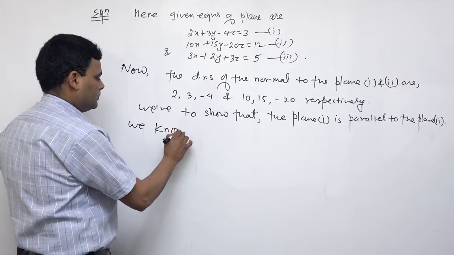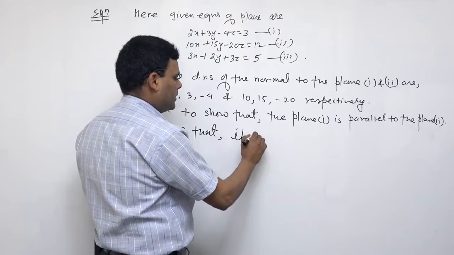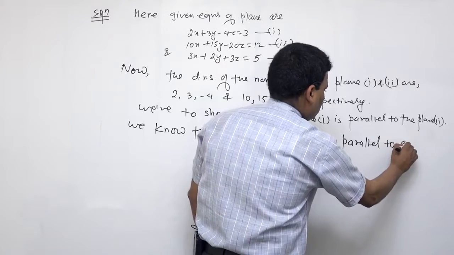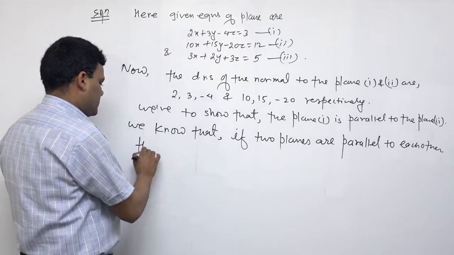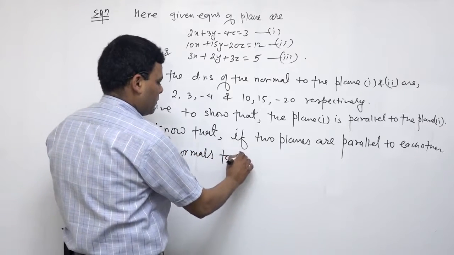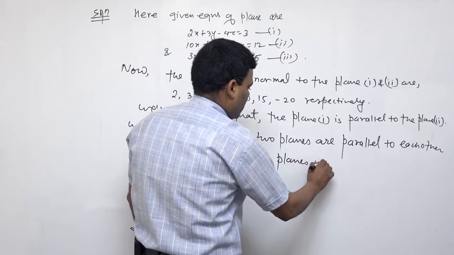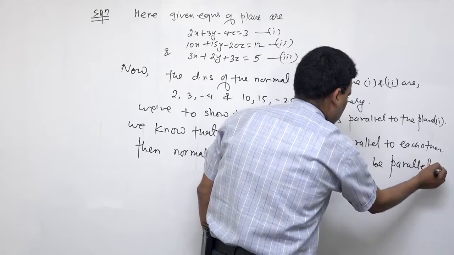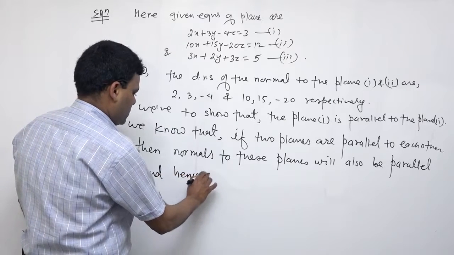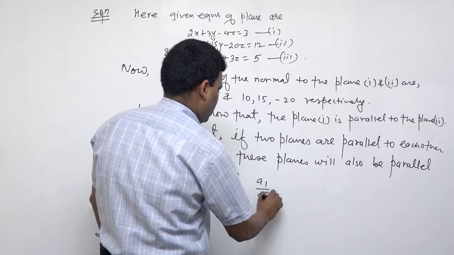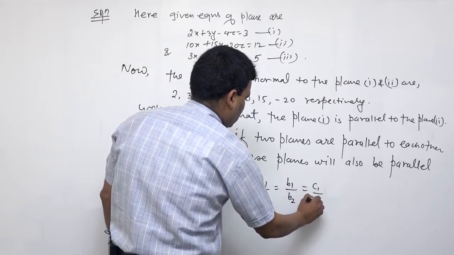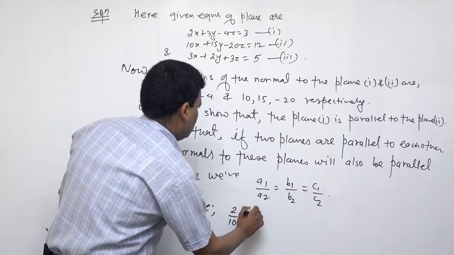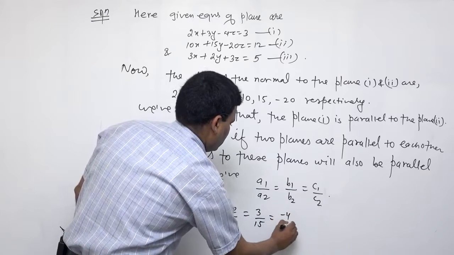We know that if two planes are parallel to each other, then normals to these planes will also be parallel, and hence we have A1 by A2 equals B1 by B2 equals C1 by C2, that is 2 upon 10 equals 3 upon 15 equals minus 4 upon minus 20.